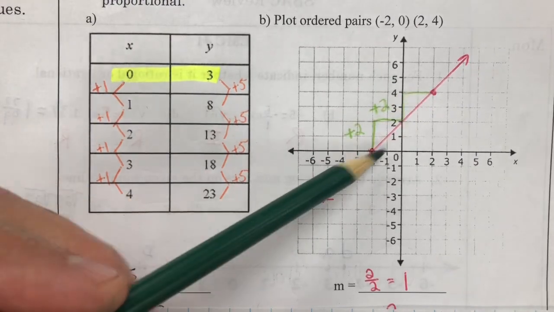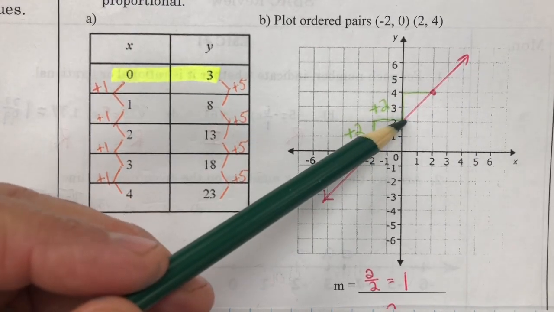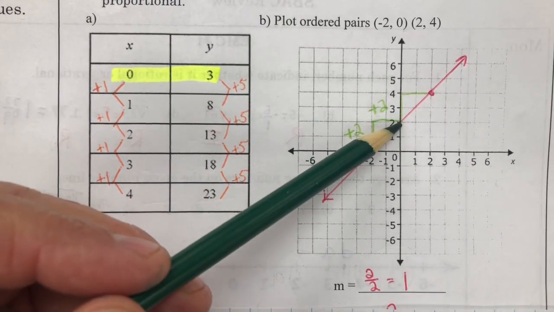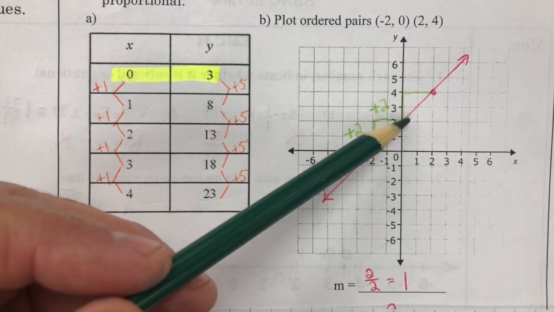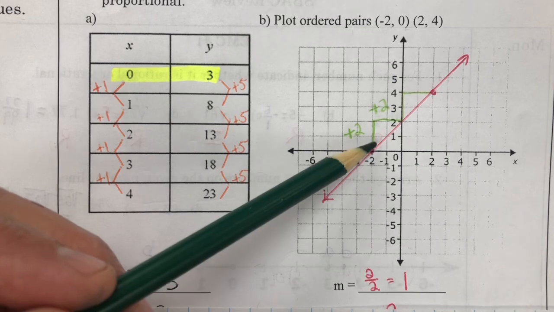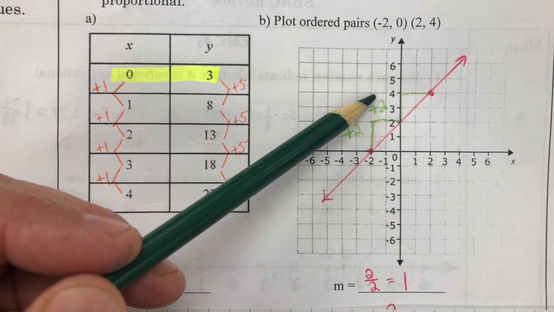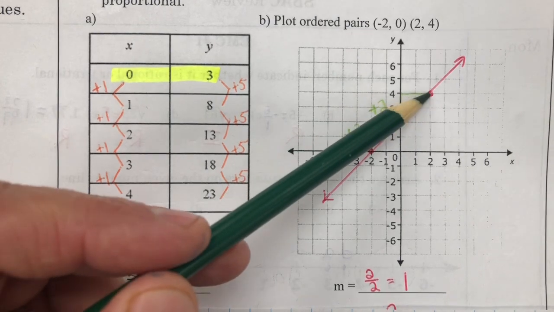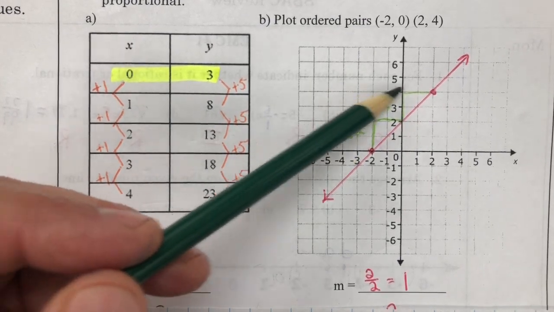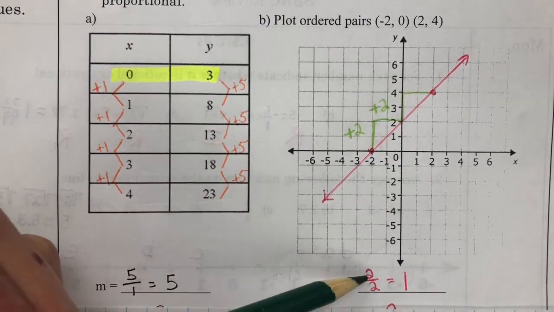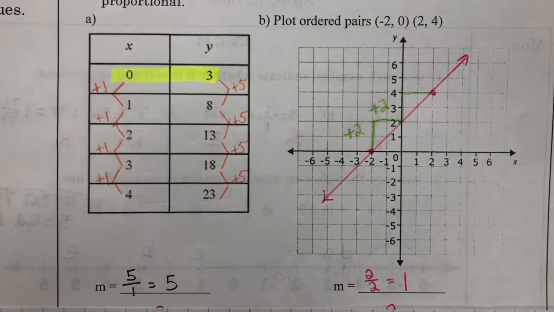I could also choose these 2 points. It's any 2 points where it meets the 2 intersecting lines. Here I can go up 1, 2, 3, 4, rise of 4, run of 1, 2, 3, 4, run of 4. So 4 divided by 4 is also 1.